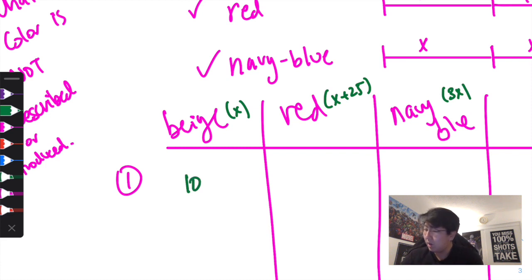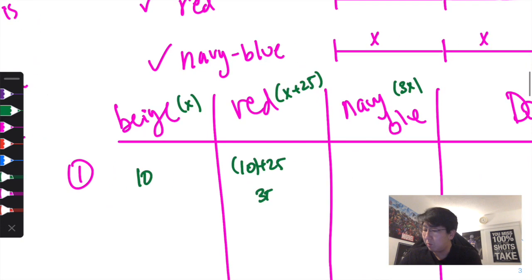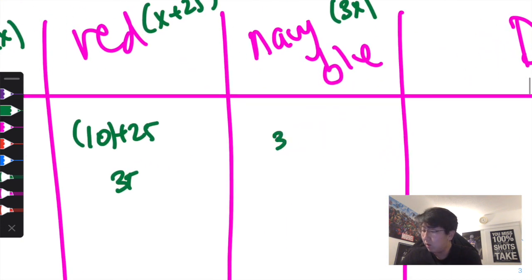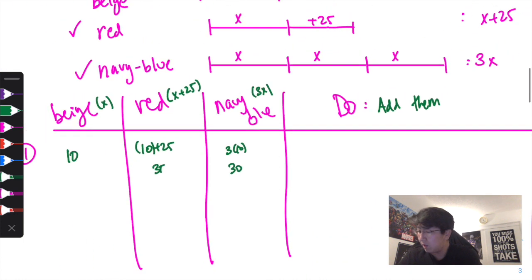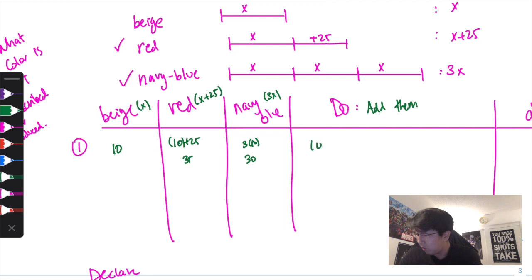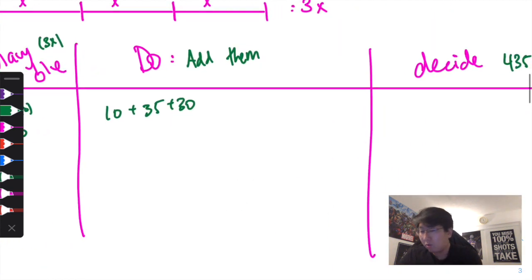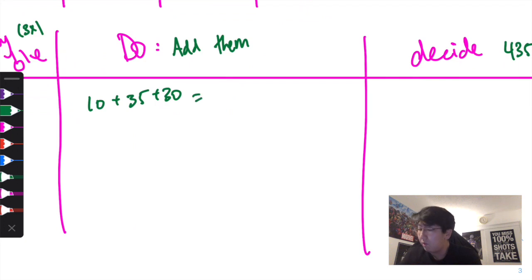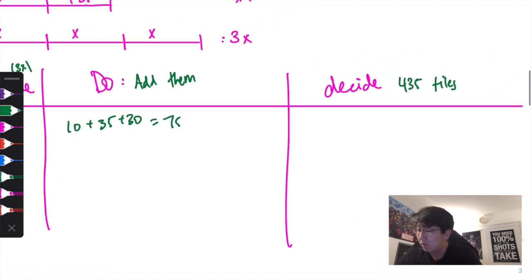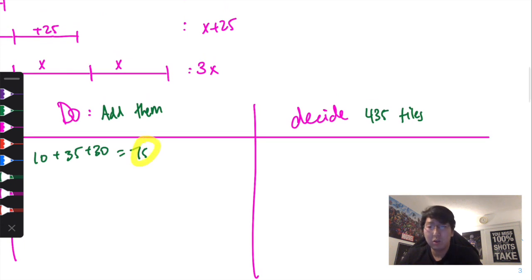So if beige is 10, red has to be 10 plus 25, right? And that's going to be 35. And navy is going to be 3 times 10, which is 30. Alright, let's take these together and let's add them. 10 plus 35 plus 30. What does that equal? 75. Does 75 get us to 435? Nope. Too low.